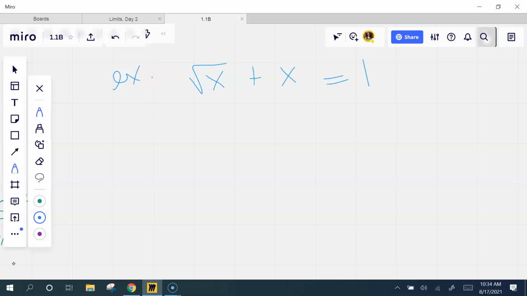I need to subtract that x over to the other side. So when that x comes over here, I end up with the square root of x equals 1 minus x. Is anyone confused? Because before I can get x by itself, I need to get rid of the radical. And to get rid of the radical, I need to square. Right?